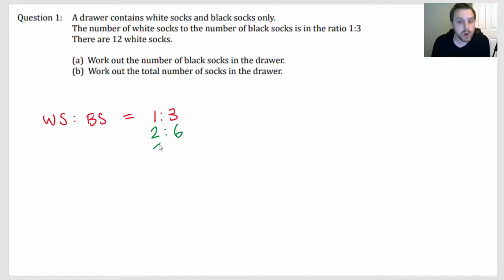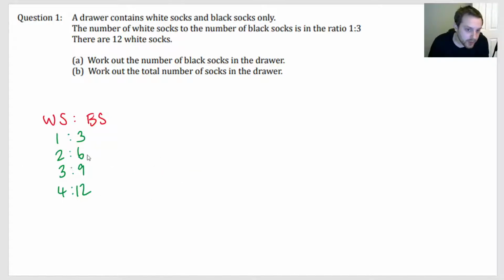If there were 3 white socks, then there'll be 9 black socks. If there were 4 white socks, there will be 12 black socks. The pattern over here with the white socks, so let me write it again. So 1 to 3, 2 to 6, 3 to 9, 4 to 12. Let me keep it written over there. On this side, you have the 1 times table, and on the other side, you have the 3 times table.